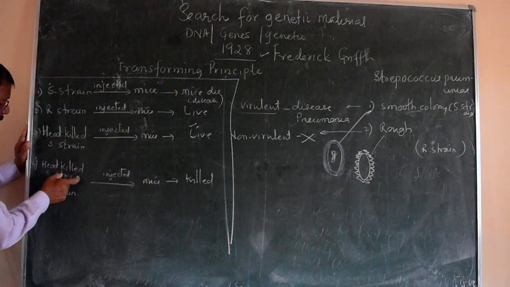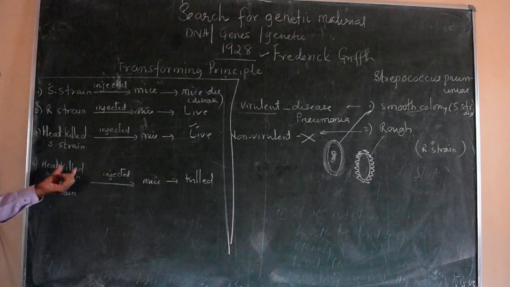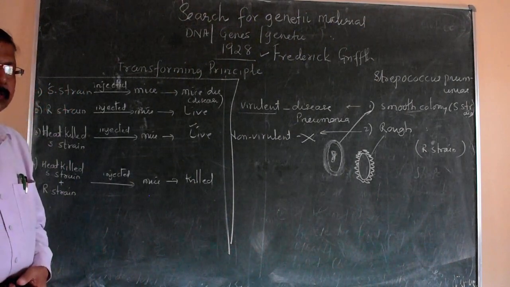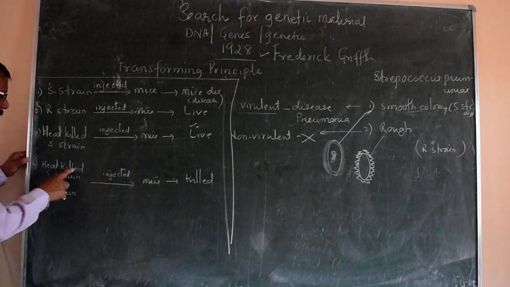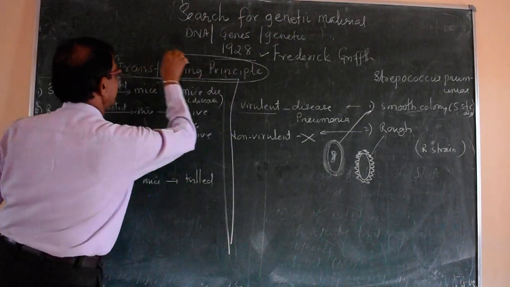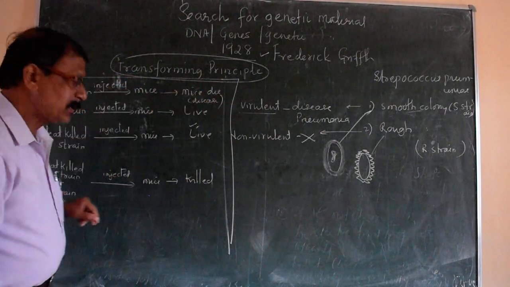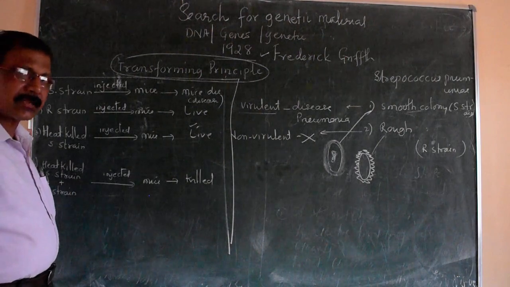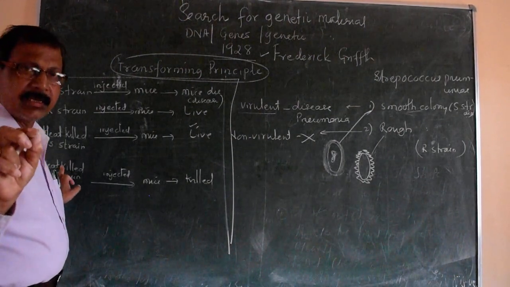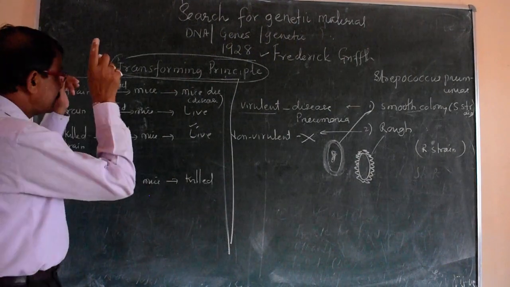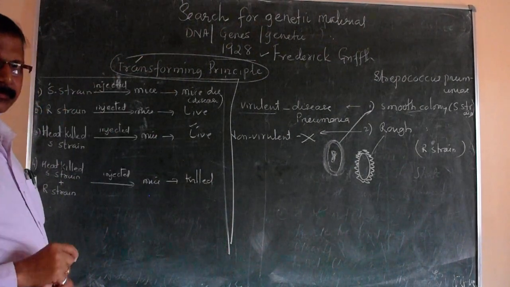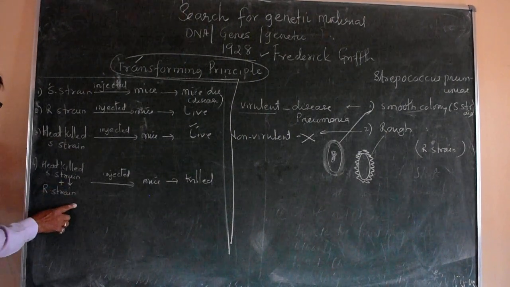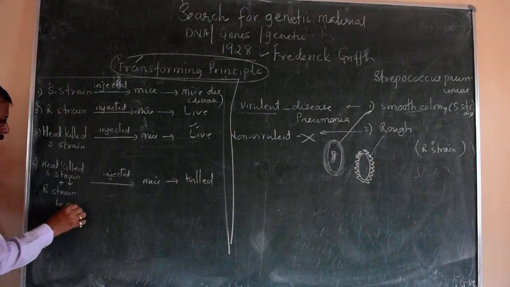Last instance: heat killed S strain is mixed with the R strain, then injected to the mice, and the mice are dead. Why? You yourself just asked the question. Because heat killed S strain contains one important transforming material, understood? The material present in heat killed S strain was not totally destroyed, and it has the transforming property. Because of this, the material transformed R strain into S strain.